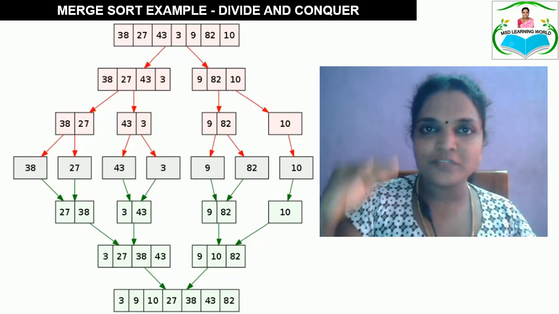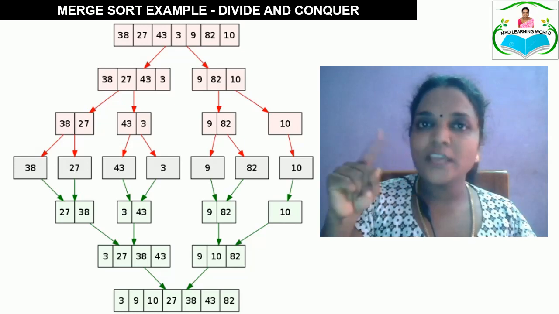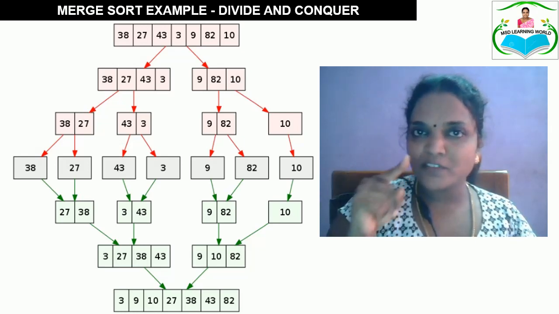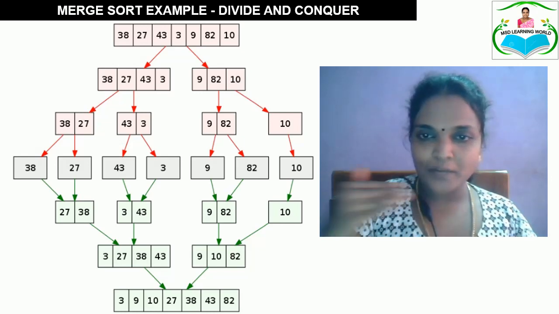The total number of divisions that happen is 3 times. That is half of the n elements, where n is 7. So for half of the n elements, 3 times you are performing the division. So n by 2 times you are performing the divisions, that is order of log n. Now you have completed your divide.